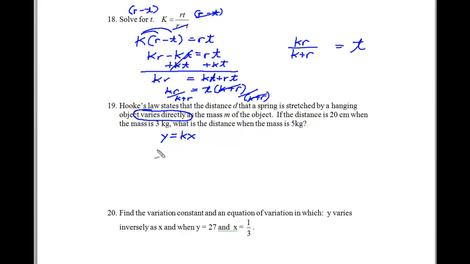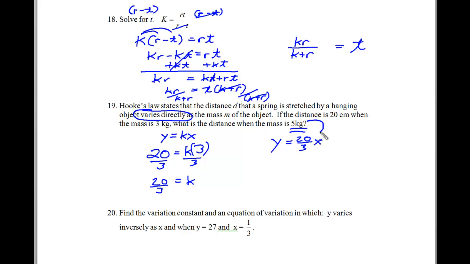5 kilograms. So we're going to plug in 20 equals k times 3 to figure out what my k factor is. Divide both sides by 3, and this gives me k is equal to 20 thirds. I'm going to leave that as a fraction because I can get a much better answer when I actually answer the question for 5 kilograms. This is y equals 20 over 3 x, and now I'm going to figure it out for 5.